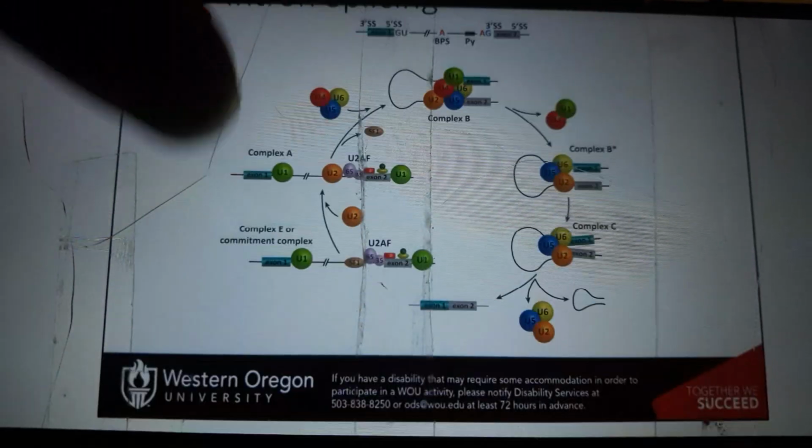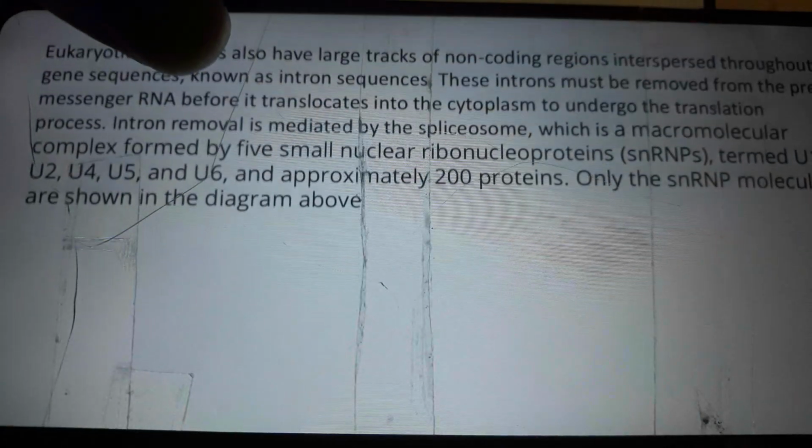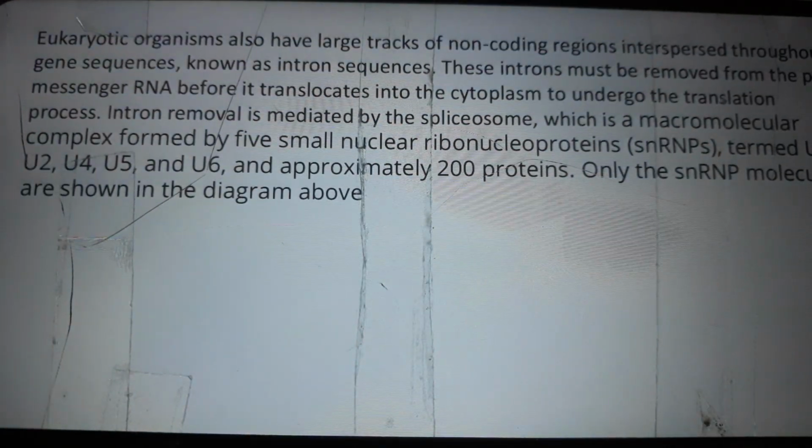Now, the intron splicing. Eukaryotic organisms also have large tracts of non-coding regions interspersed throughout gene sequences known as intron sequences. These introns must be removed from the pre-messenger RNA before it translocates into the cytoplasm to undergo the translation process.